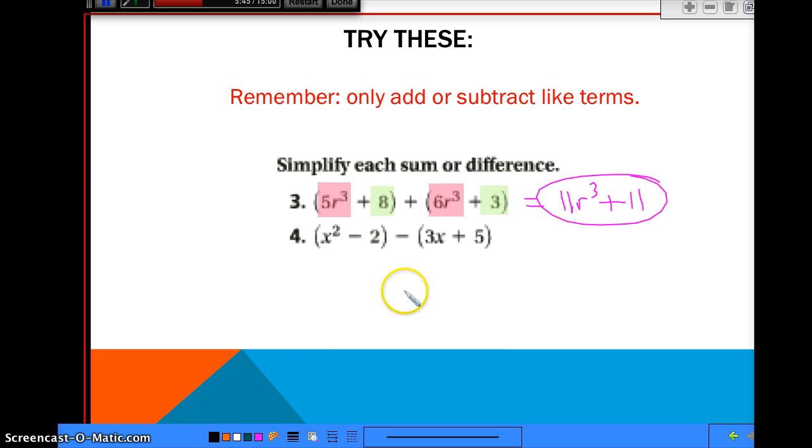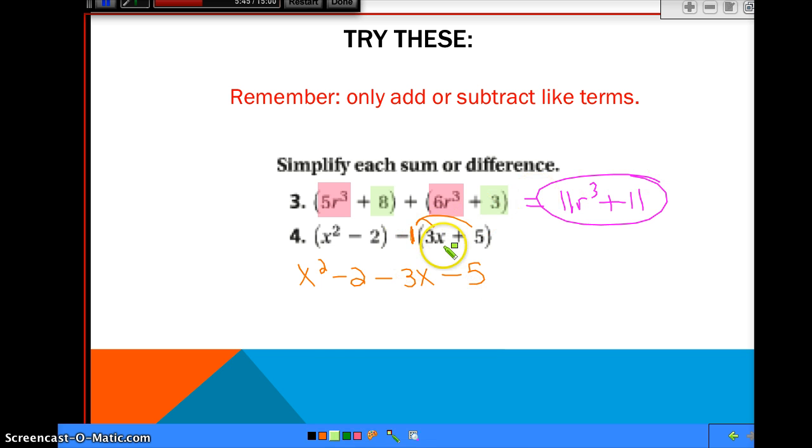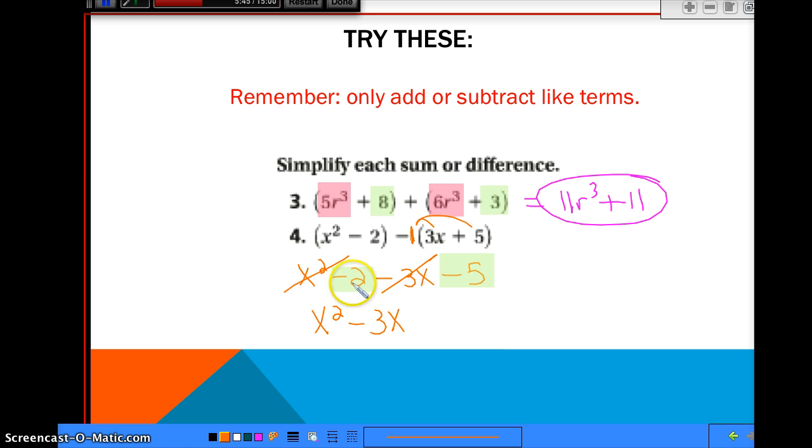In the second example, the like terms are, well, we better be careful. Understand there's a -1 right here, which means you're subtracting the whole binomial. So we have to go ahead and do the distributive property. -1 times 3x is -3x, and -1 times 5 is -5. Once you get rid of that set of parentheses, then go ahead and identify like terms, which is here and here. And we end up with x squared, putting them in order from highest exponent to least. That's gone, gone. And -2 minus 5 is -7.